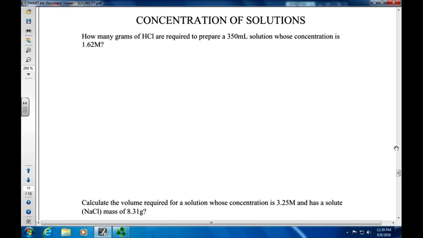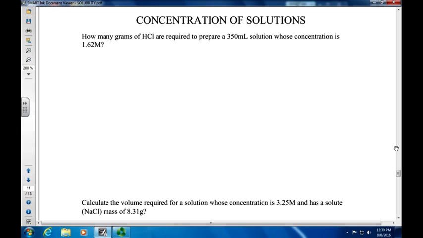at concentration of solutions. Our first problem asks how many grams of hydrochloric acid are required to prepare a 350 milliliter solution whose concentration is 1.62 molar.